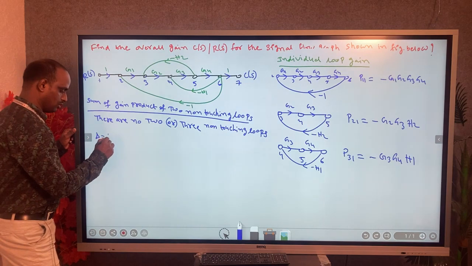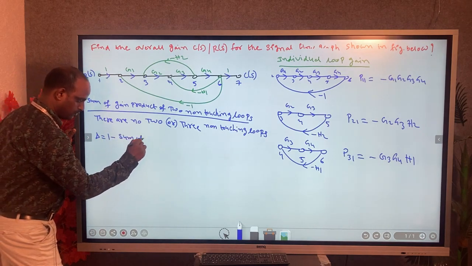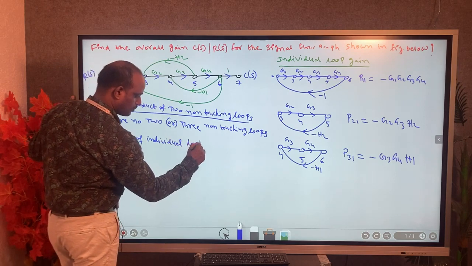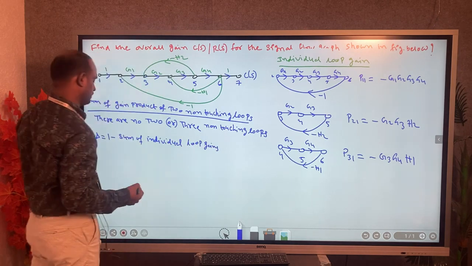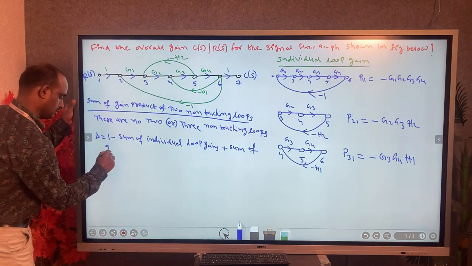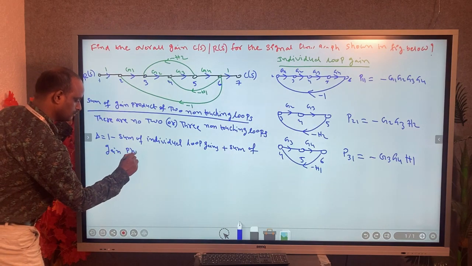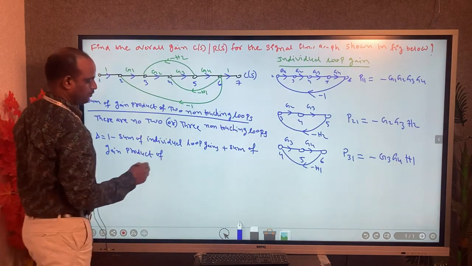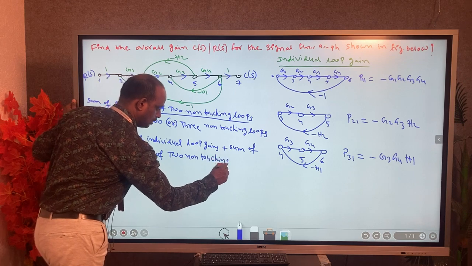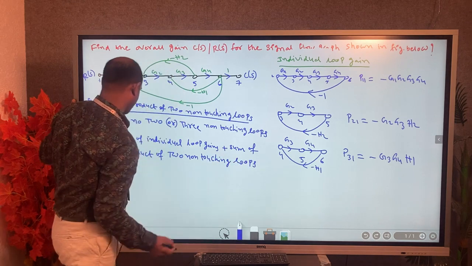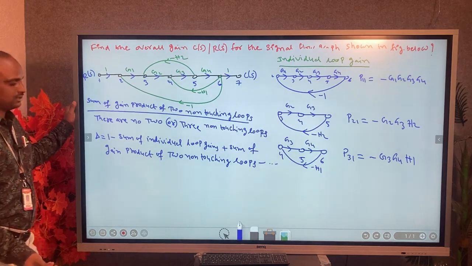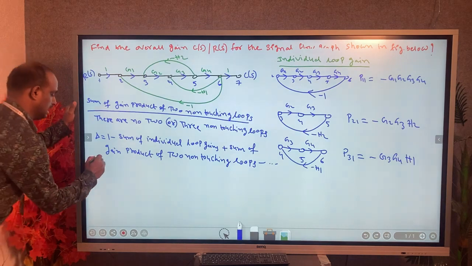The delta formula: delta equals 1 minus the sum of individual loop gains, plus the sum of gain products of two non-touching loops, minus the sum of gain products of three non-touching loops, plus the sum of gain products of four non-touching loops, and so on. So first we will calculate delta.